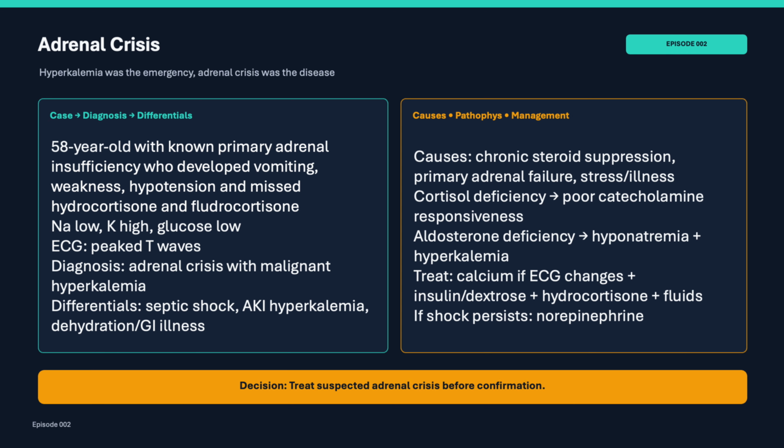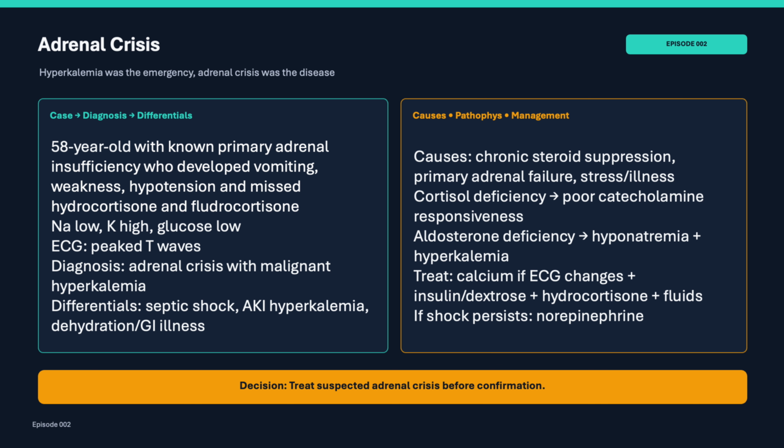This patient had two connected but distinct problems. The immediate emergency was malignant hyperkalemia with ECG changes. The underlying disease was adrenal crisis. Important differential diagnoses included septic shock, severe dehydration, acute kidney injury, gastroenteritis, medication-induced hyperkalemia, and other causes of hypoglycemia.